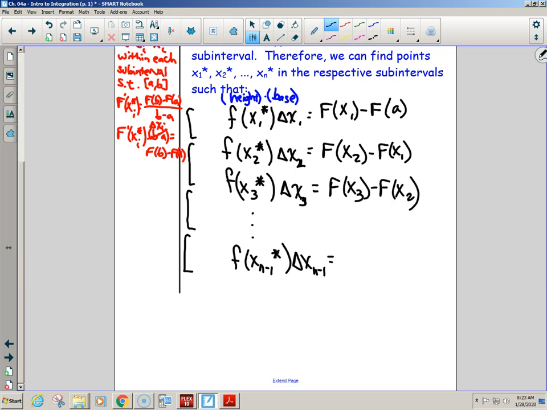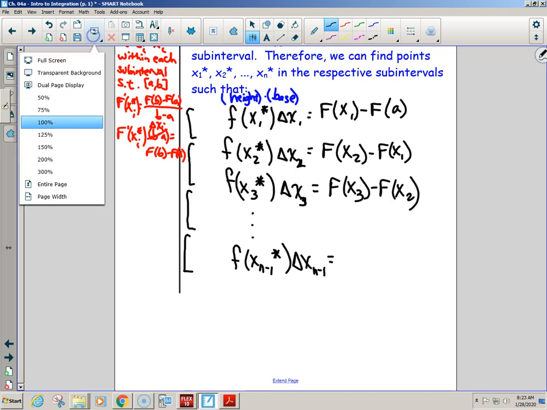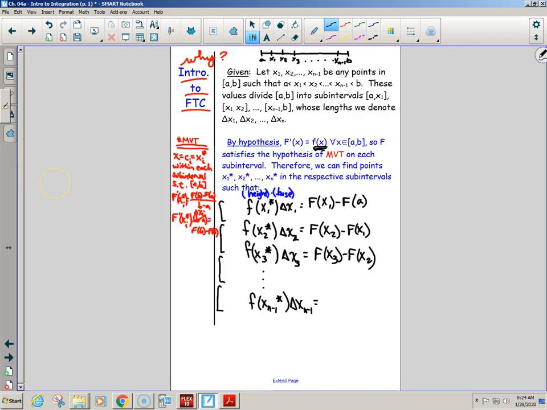The n minus 1 subinterval. And the n minus 1 subinterval, remember, according to our number line, is the one that comes up and lands on b. Remember, each of these can have rectangles, and the heights are going to be at that special x where the MVT says this has to be true for a continuous and differentiable function.